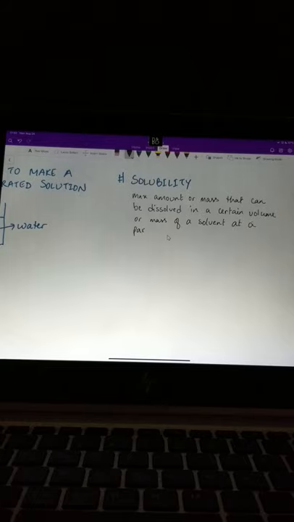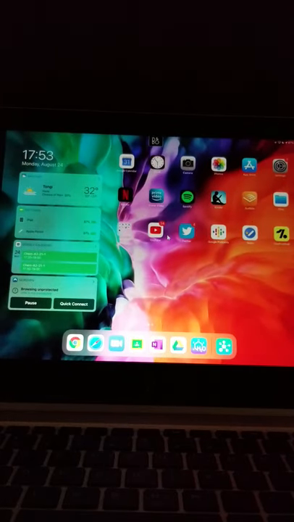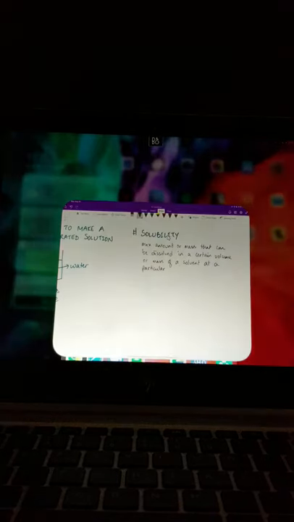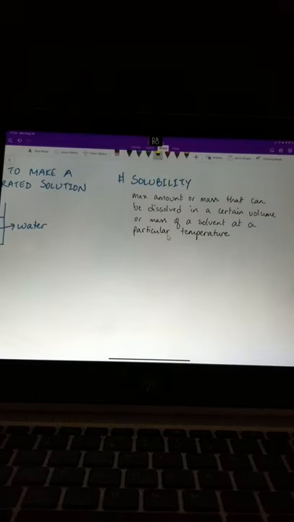Take notes, please. I know I'm uploading stuff, but please take notes, okay? Of a solvent at a particular temperature. It's temperature dependent. So three things to worry about: the maximum amount or mass of a solute, the solvent, water or acid, and temperature. So units, that's what we do.